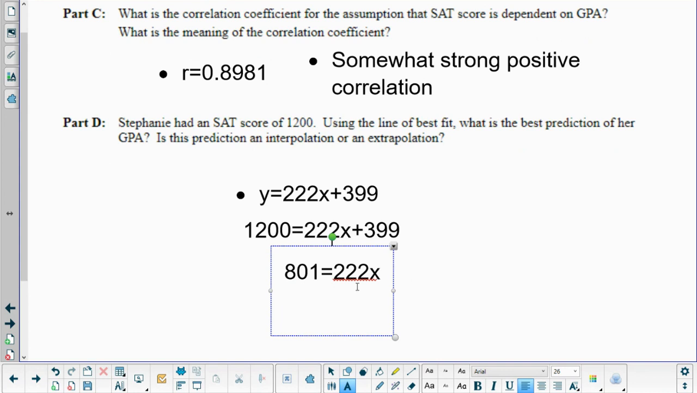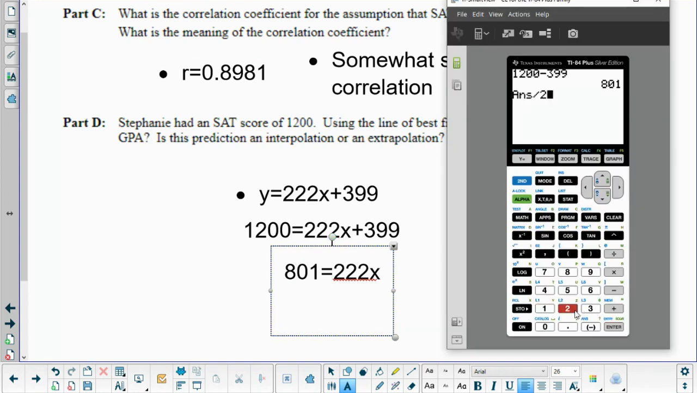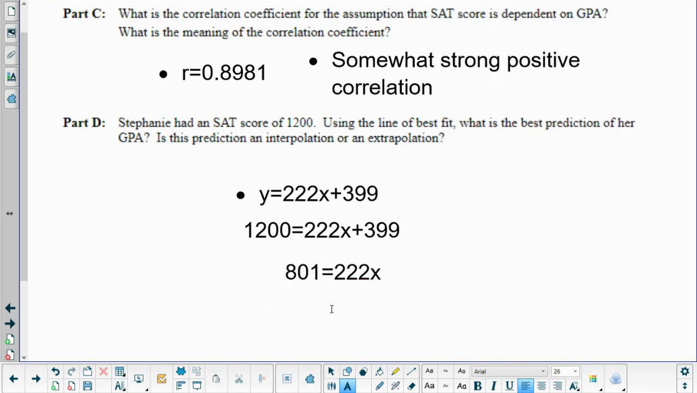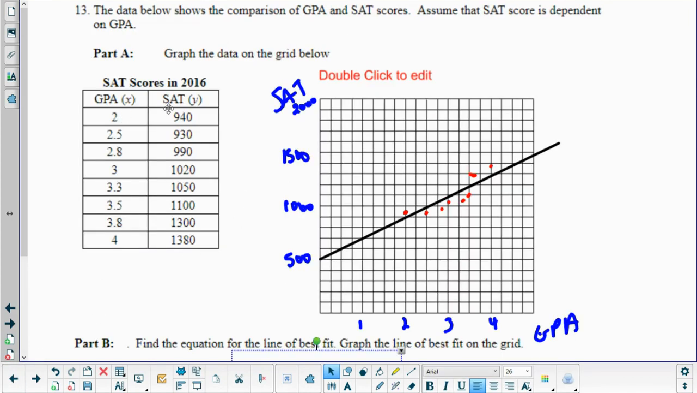My last step is to divide both sides by 222. So if I divide by 222, I get 3.61 roughly. So that represents the GPA that she would have if she had a 1200 on her SATs. Okay, so just important, make sure that you are knowing, does that 1200 go in for X or does it go in for Y? And I knew it went for Y because I looked back at my table and saw the SAT represented my Y values.